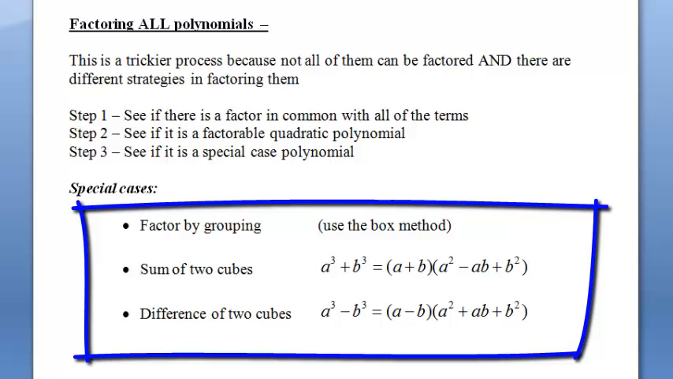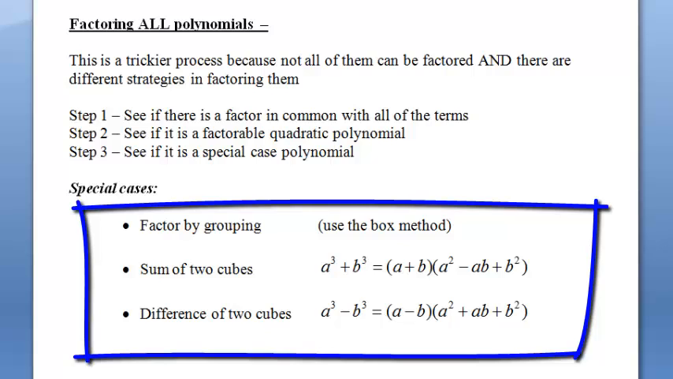The sum of two cubes is a special case. a cubed plus b cubed, here's the formula right here: a plus b in parentheses times the quantity a squared minus ab plus b squared. Also, the difference of two cubes, a cubed minus b cubed, is equal to a minus b times a squared plus ab plus b squared. These are just formulas that you're going to have to remember because these are special cases.